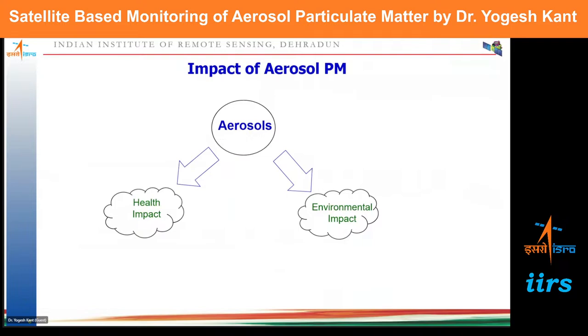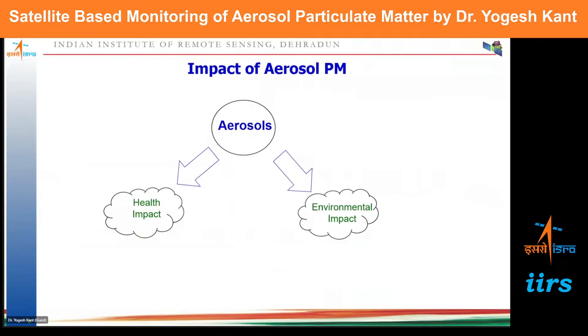The warming nature of absorbing aerosols, when they go to high latitudes or high altitudes, particularly over the glaciers, and are deposited on the ice or the glaciers, because of their absorbing nature, they help in melting of the glaciers. So this is one of the factors contributing to the decreasing area of the glaciers, particularly over the Indian Himalayas.